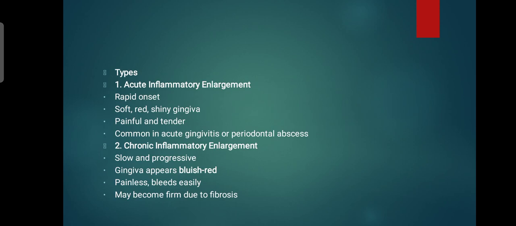Now, there are two types: acute and chronic. Acute, as the name indicates, has rapid onset, with soft, red, shiny gingiva, painful and tender, and it is common in acute gingivitis or periodontal abscess. Contrary, chronic is slow and progressive. Gingiva appears bluish red. It's painless, but it bleeds easily upon brushing, and may become firm due to fibrosis.